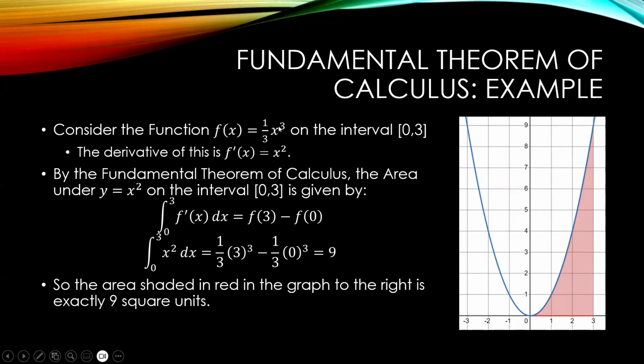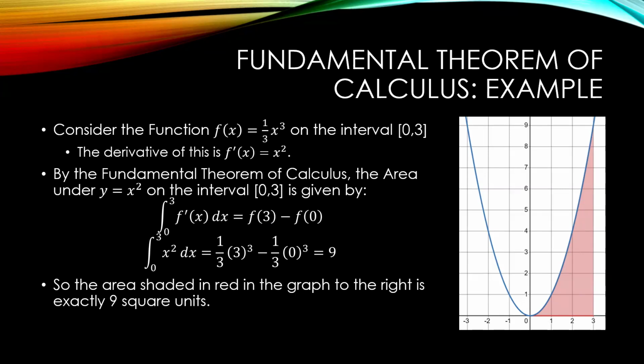And so if f is 1/3 x cubed, well, the integral of f prime would be equal to f of 3 minus f of 0. This means that the area under this curve from 0 to 3 could be evaluated by just plugging 3 into this function and then plugging 0 into this function and subtracting. When we do that, we get 9. And so the actual area under this curve from 0 to 3 is 9. That's a very handy trick.